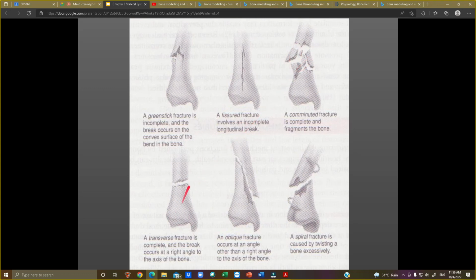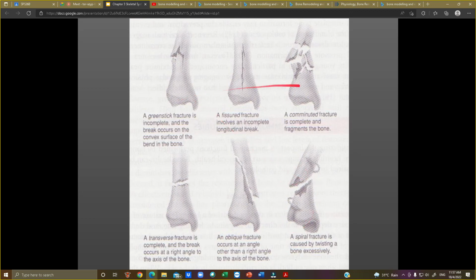Okay, transverse fracture, we don't have the shattered, but we have a complete fracture between two piece of bone. Okay, and then this one, green stick, fissure, comminuted, transverse, oblique the diagonal. Most is caused by stress. This one, spiral, is caused by shear ataupun caused by tension. Means we have force from two different direction. Satu pusing kiri, satu pusing kanan. You are going to get spiral.